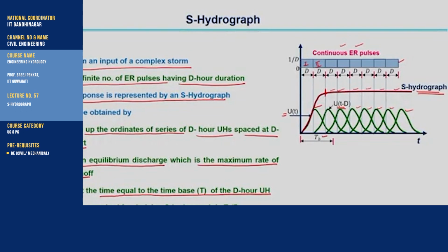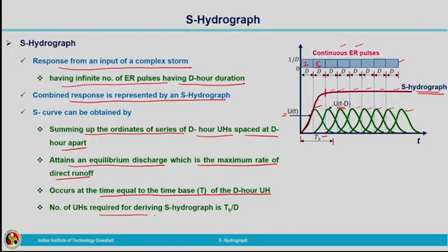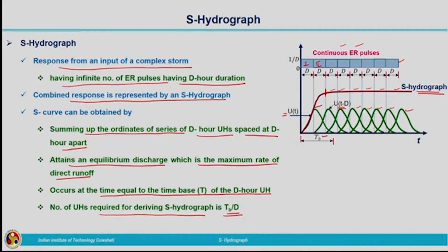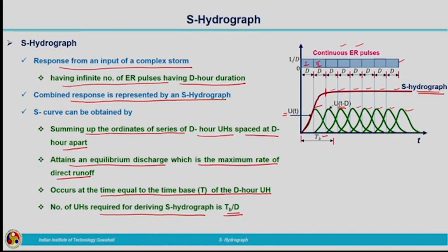The number of unit hydrographs required for deriving the S-Hydrograph is TB by D. TB is the time base of the unit hydrograph and D is the duration of the unit hydrograph considered. D is the duration of the effective rainfall pulses considered. Effective rainfall duration is D.